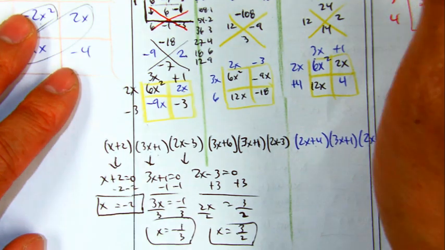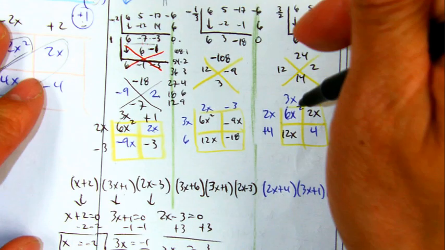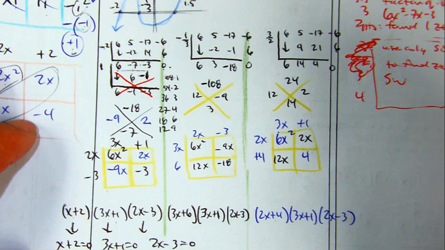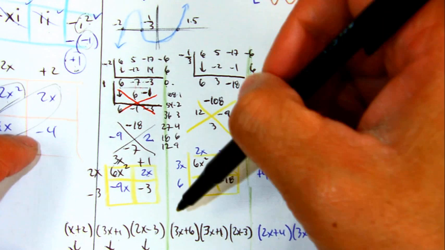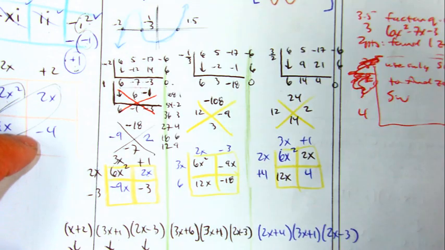Now, these other 2 columns you don't have to do, but I just wanted to show you that if you chose your own adventure and, say, you started with negative 1/3, you'll actually end up with the same binomials and you get the same zeros. I just wanted to show you that.